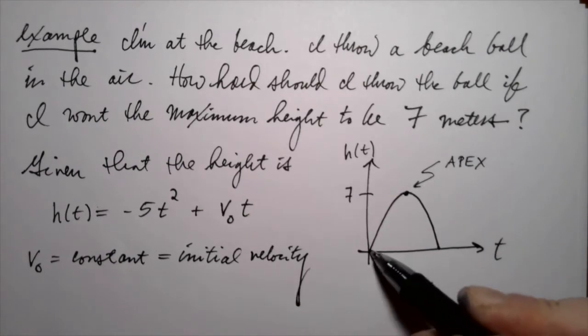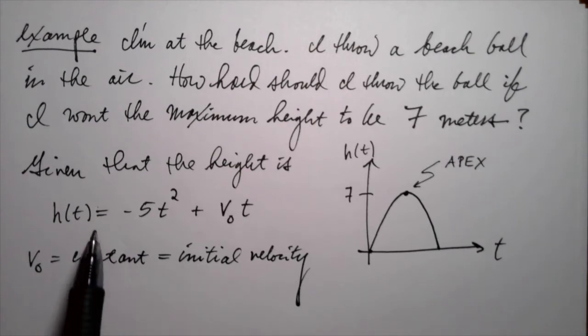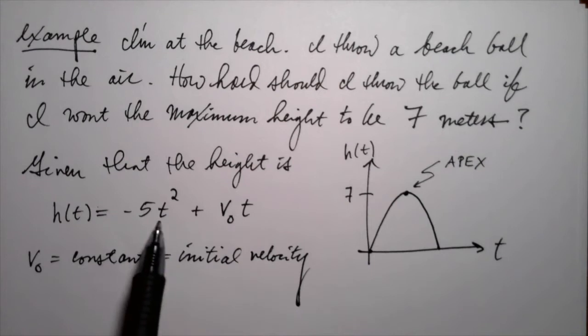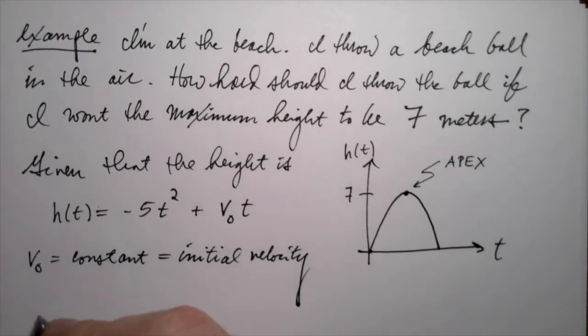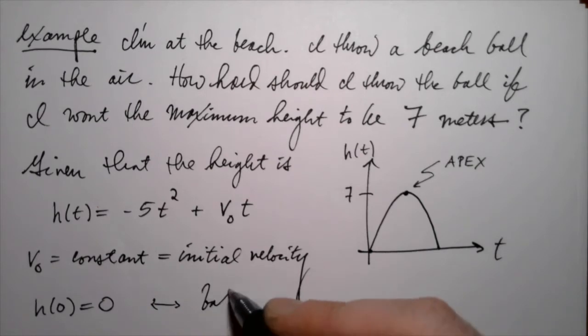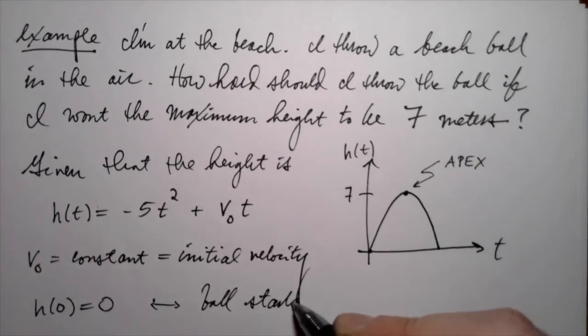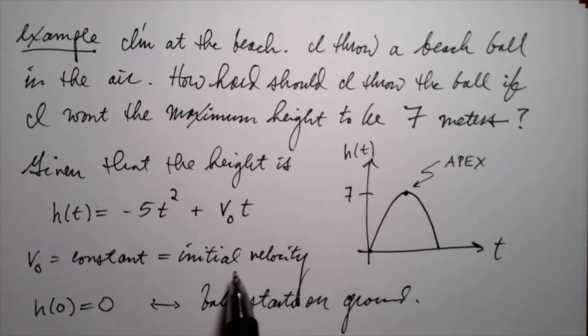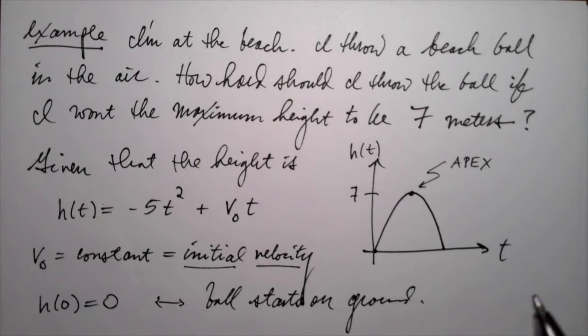So I'm assuming that I'm standing on the ground so that the ball starts at a height of 0. You can see that because if you plug in h of 0, both of the t's will be 0. So h of 0 is 0 because we're on the ground. That corresponds to the fact that the ball starts on the ground. I guess I'm throwing it from the ground somehow. But initial velocity, that's different than the initial height.